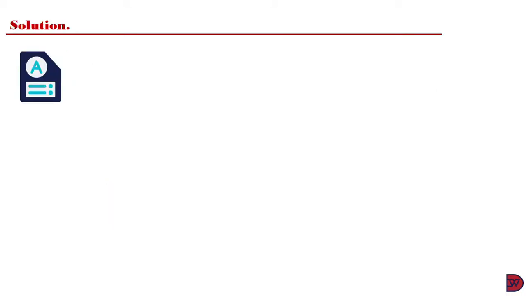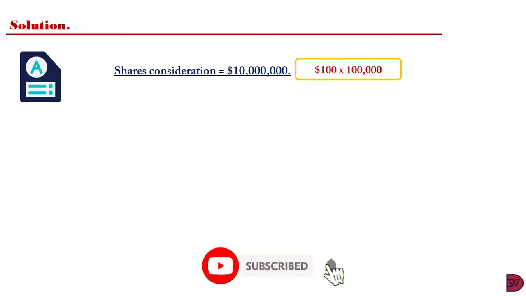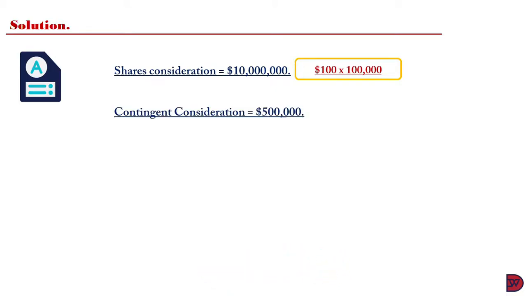There are two types of consideration here. We have the share exchange and we have the contingent consideration. So for the share exchange, it will result in $10 million, which is the $100 fair value of the parent times the 100,000 shares they have already issued. When we come to the contingent consideration, it will lead to $500,000, which is the 10,000 shares the parent has promised to issue times the value of its share times the 50% probability of occurrence.